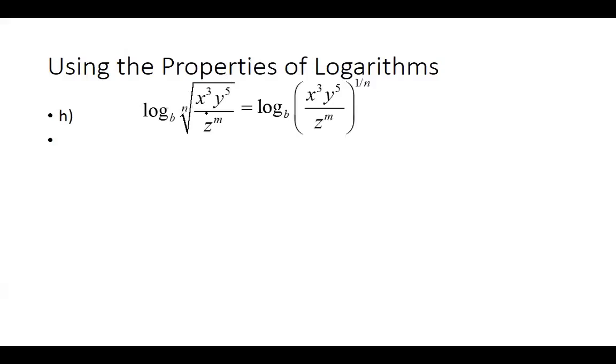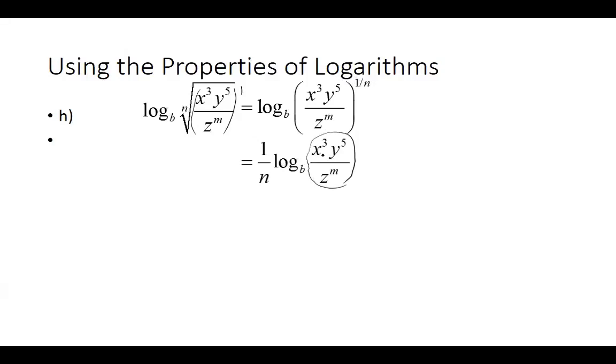Okay, this looks like we have to write this as exponential first. This is n. So here we have log of base b of x to the power of 3, y to the power of 5, over z, of m to the power of 1/n, because this exponent was 1/n. So I'm going to move this 1/n right in front of the log, and here I can expand this because this is the quotient.